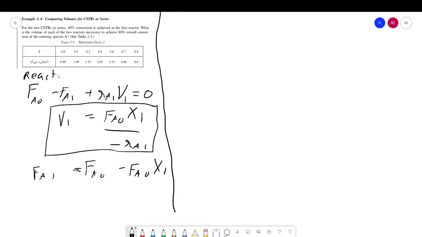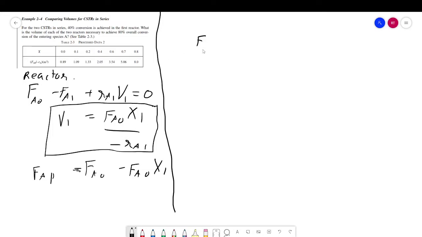For reactor 1, using the formula, you have moles coming in minus moles coming out plus moles generated is equal to the change in the number of moles. Now here you can write FA1 as FA0 minus FA0 times X1, where X1 is the fraction of the moles of component A that has already reacted. Using this you get the equation for V1.